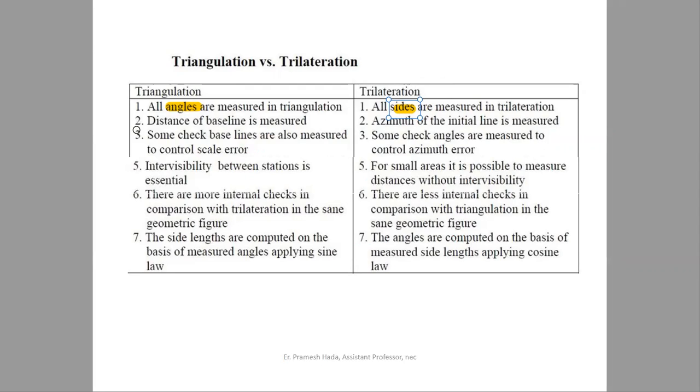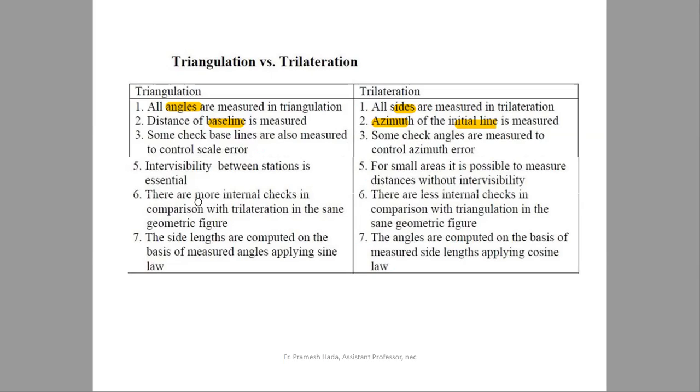Okay, second point is distance of baseline. Distance of baseline is measured in triangulation and azimuth of initial line is measured in trilateration. And for check purposes, some distances are also measured apart from the baseline to just check. Similarly, some azimuths are measured for cross-checking purposes.